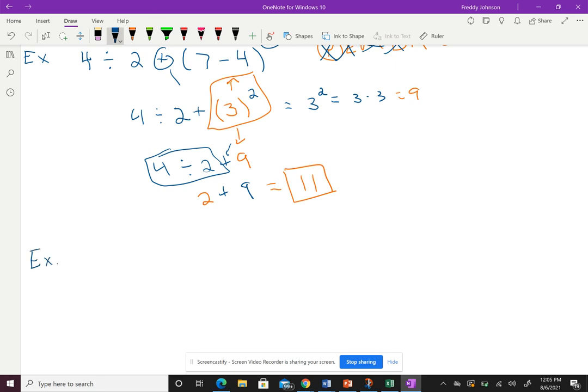Okay, we'll do one more example, a little bit harder one, just so you guys can see it. Okay, and then we'll move on. So let's go 5 plus 4 minus 2 plus, brackets 4 times 3 minus 8. Okay. So this one looks crazy.